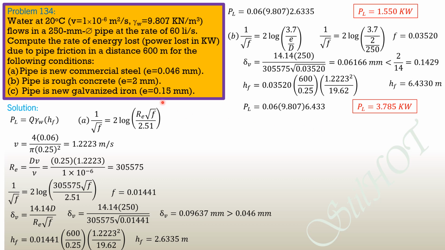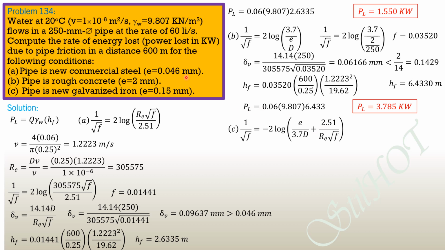Then part C, this may be the transition from smooth to rough. So Colebrook equation is 1 over square root of f equals negative 2 log of the quantity E over 3.7D, plus 2.51 over R sub E square root of f. So 1 over square root of f equals negative 2 log of quantity E over 3.7 diameter plus 2.51 over Reynolds number square root of f. So in fact, this is the formula that you should remember.